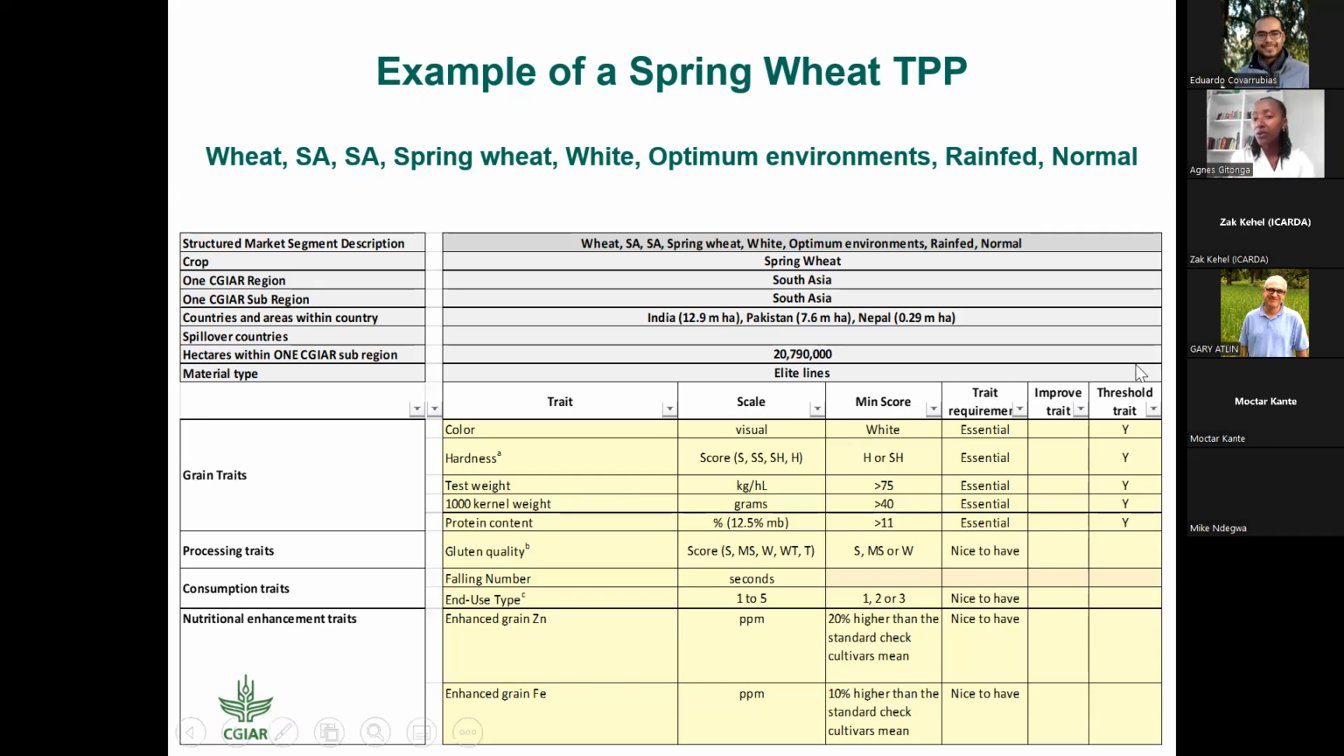Then we have what we've talked about in terms of the grouping of the traits, the trait requirements. Is it essential? Is it nice to have? And if it's essential, then we need to say, is it an improved trait or is it a threshold trait? Critical to understand, an improved trait is what is improved during the breeding process. A threshold trait is what is being maintained. And the nice to have traits are not drivers in the market currently, though in future they could become drivers in the market.